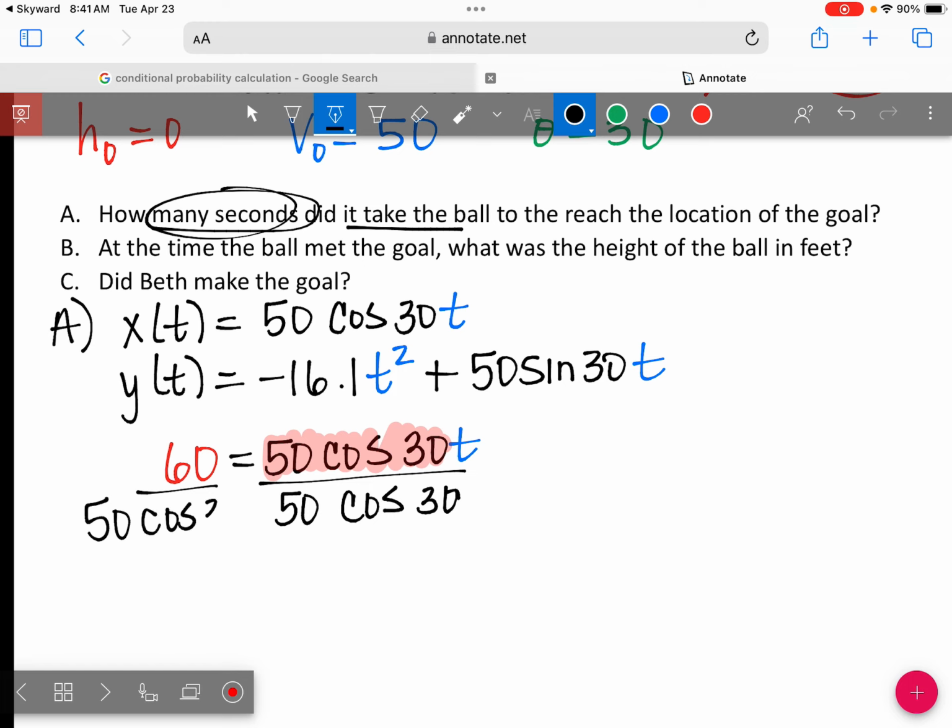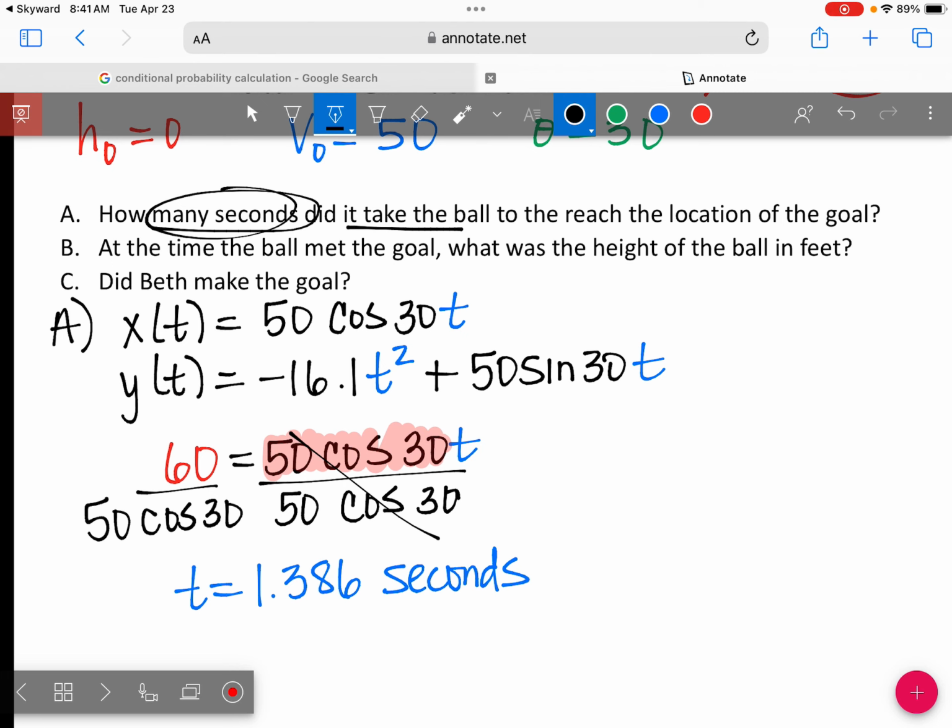So in your calculator, go ahead and type in 60 divided by 50 cosine 30. And that's going to be your answer to part A. To the thousandths place, 3 numbers after the decimal, please. So you're going to take 60 and divide it by 50 cosine 30. So who got 1.386 seconds? Okay. So that would be your answer to part A.